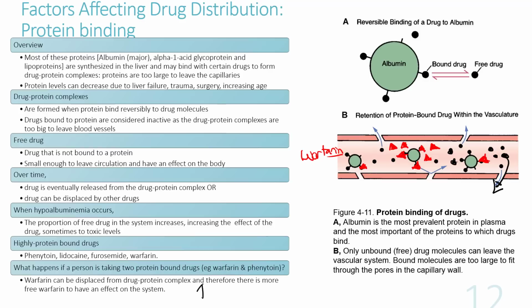And so the effect of the black circles actually increases, and sometimes it does so to levels that are toxic or lead to adverse effects. And so a way around it would be to actually decrease the dose of either one or both of the drugs that are known to be protein bound.